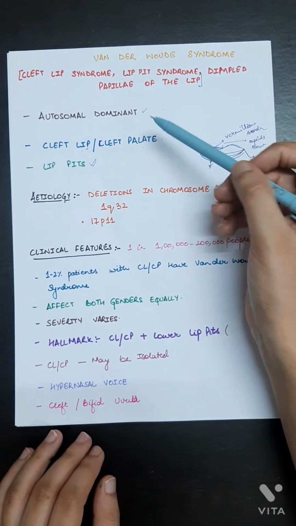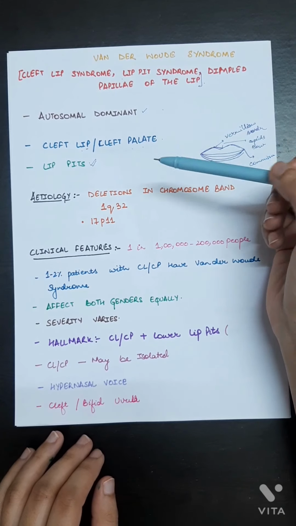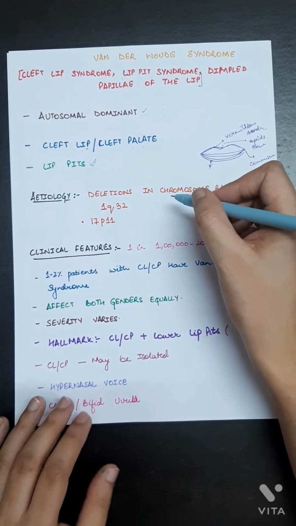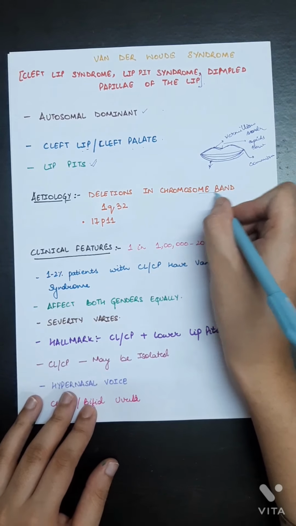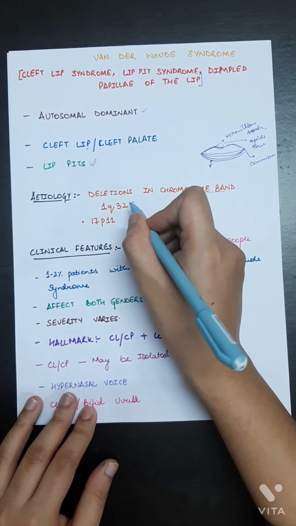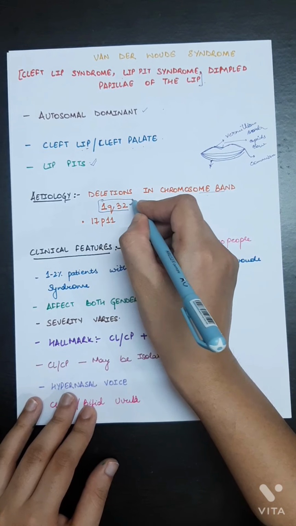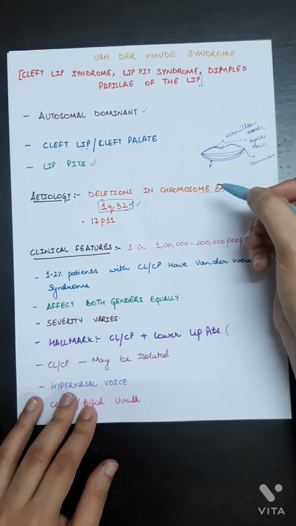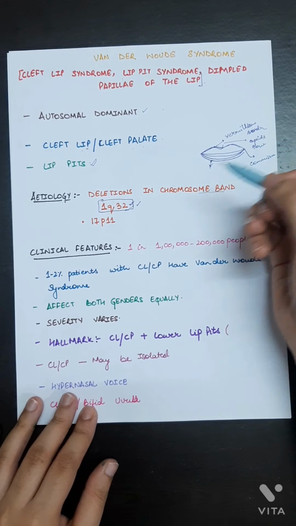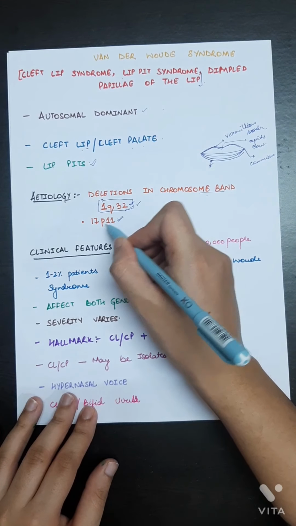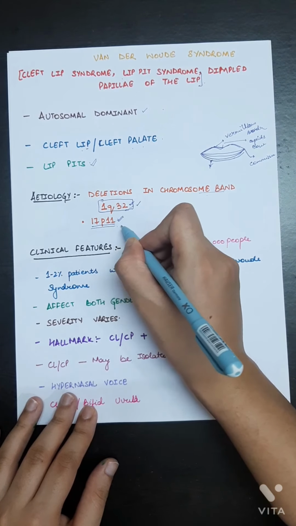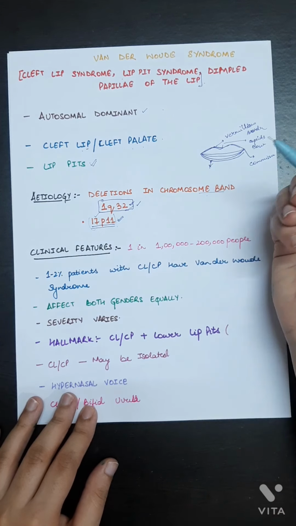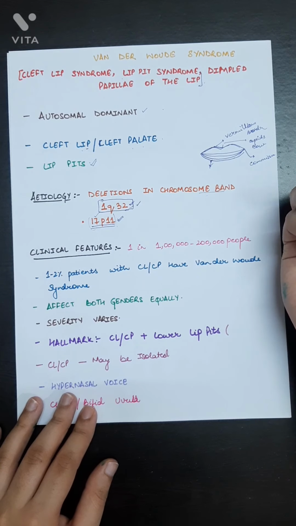Etiology is, as it is an autosomal dominant syndrome, basically the genetic factors are there which cause van der Woude syndrome. The first one is the deletions in chromosome band 1q32. So deletion in this chromosome band can cause van der Woude syndrome, or chromosome band 17p11 is also there. If there is any deletion in this chromosome band, then van der Woude syndrome will be there, right?